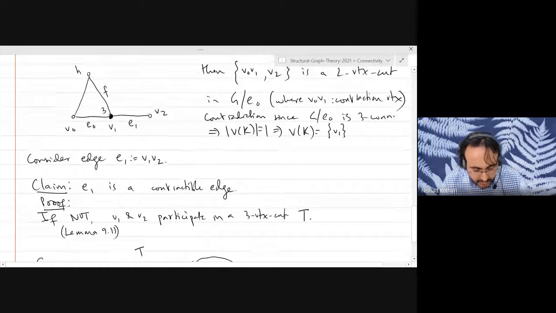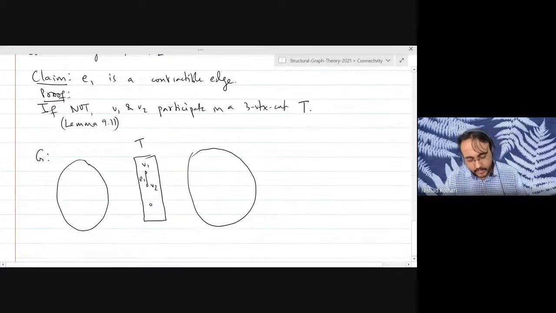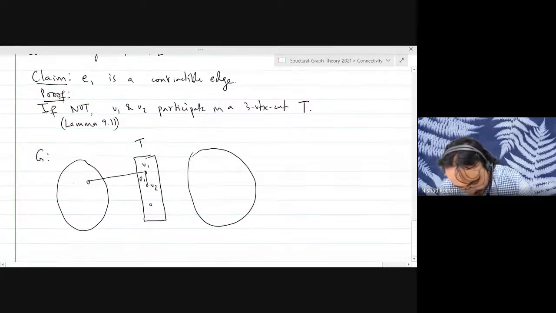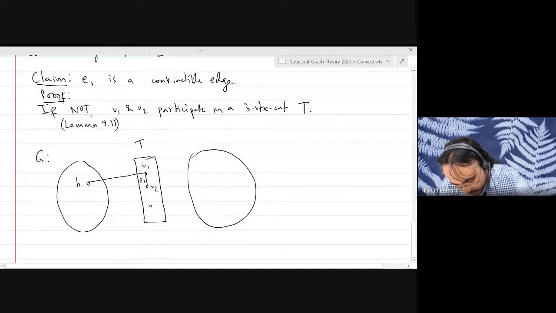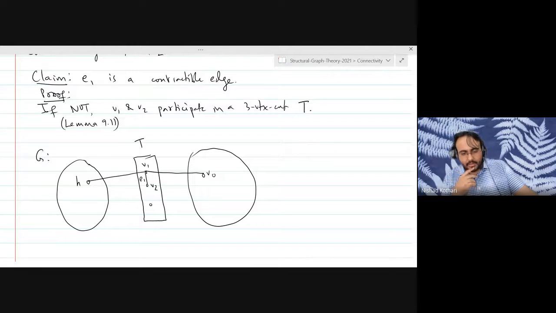V1 has exactly 3 neighbors, V2, H, and V0. Okay? V2 is here, but we know that V1 has to have at least one neighbor in every component, right? That is by one of your do-it-yourself exercises that we have used multiple times. So H has to be here and V0 has to be here without loss of generality. And these are the only 2 components. Okay? If there is any other component, then you will get a 2 vertex cut in the graph.